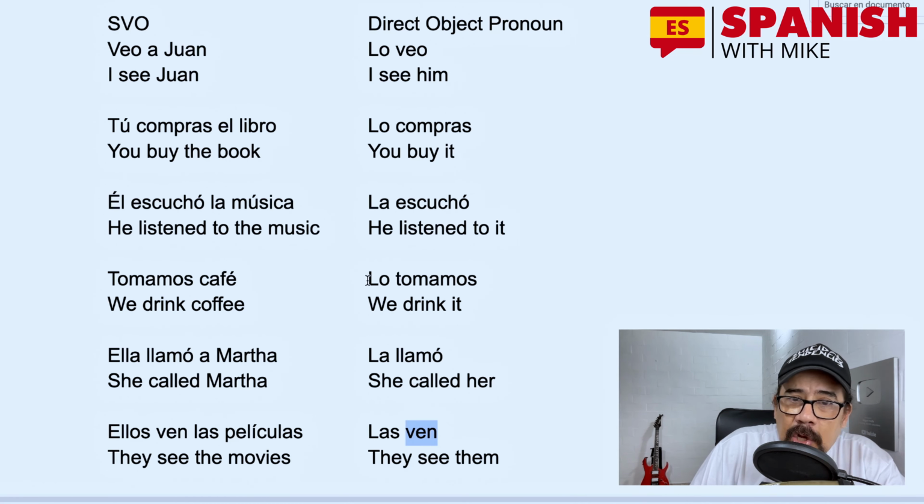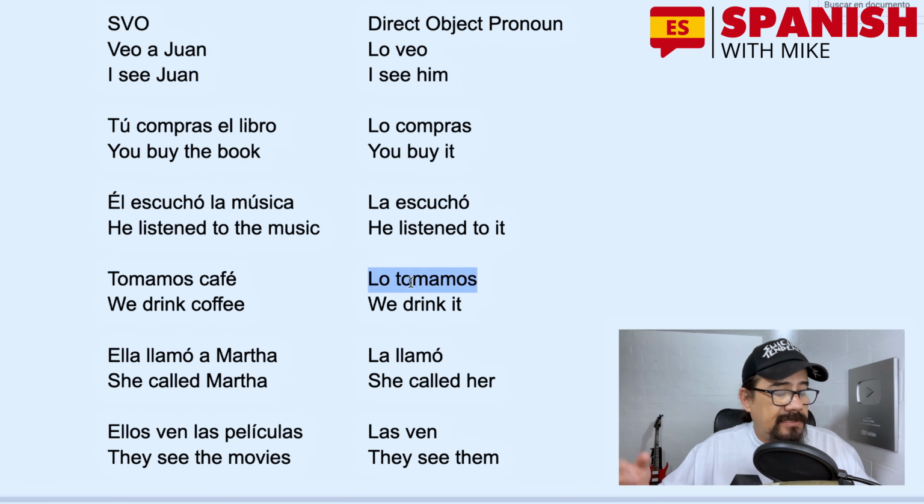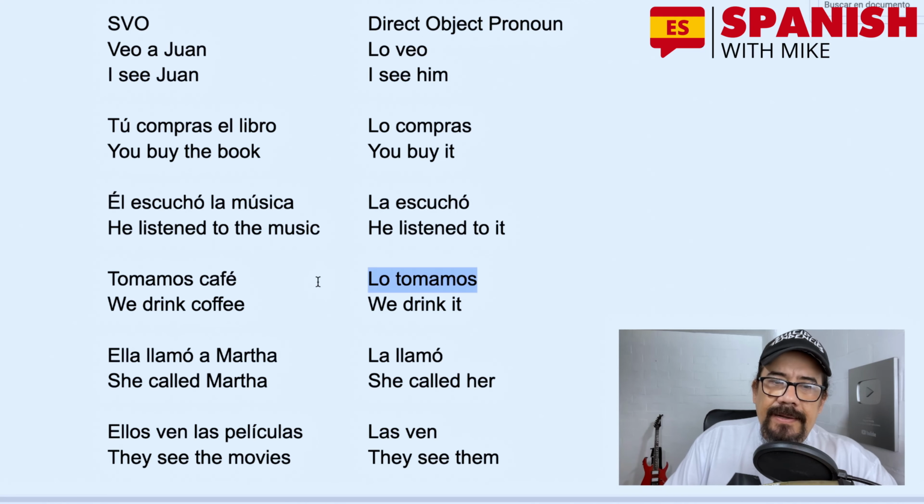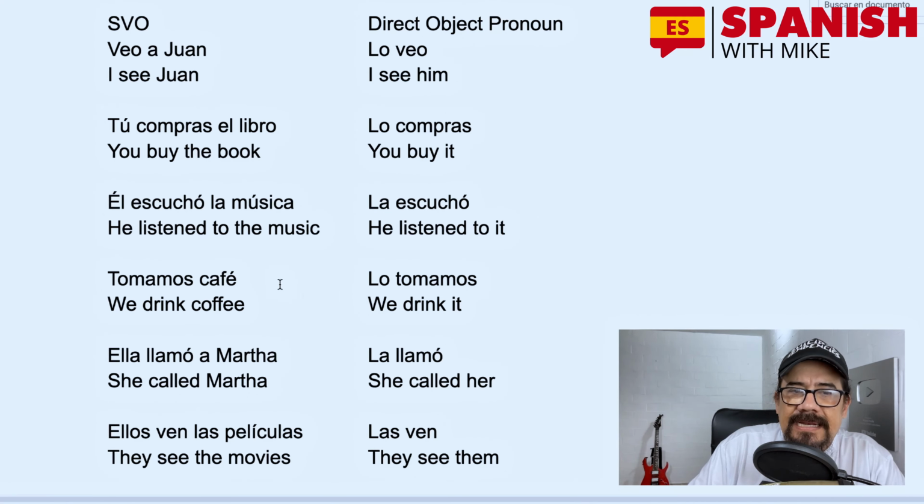The other thing is that "lo tomamos" could be "a él," he, or "lo tomamos a ello," it. What would it be? It depends on the context. So, of course, if I just all of a sudden say "lo tomamos," I'm going to ask, ¿tomamos what? ¿Qué tomamos? Because I don't know. Then we can just get that in context and everything.